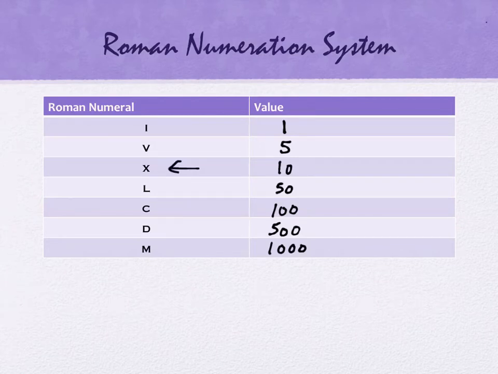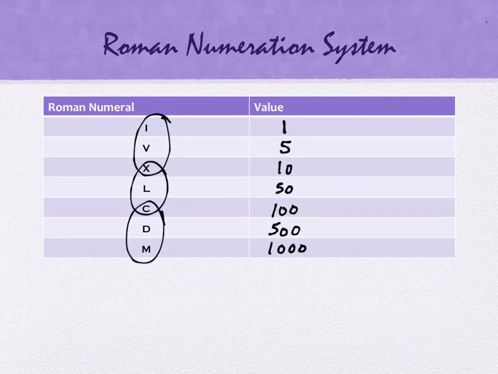The X, you can only put in front of a 50 or a 100 because that makes 40 and 90. They kind of go in these groups, right? So these 3 kind of go together. These 3 kind of go together and have that subtraction ability. And the same thing happens for the number 100. The 100 can go in front of the 500, or the 100 can go in front of the 1,000 to create either 400 or 900.